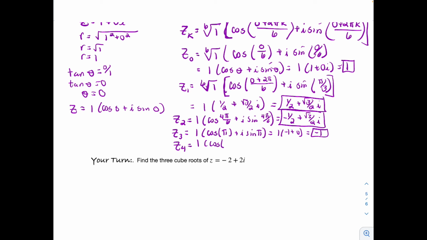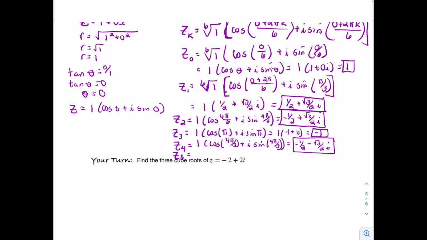Z4, the sixth root of 1 is still 1. Cosine, this time 4 times 2 pi is 8 pi, so 8 pi over 6, which simplifies down to 4 pi over 3. We know that the cosine of 4 pi over 3 is negative 1/2, and the sine of 4 pi over 3 is negative square root of 3 over 2 times the i, of course, and that is our fourth root answer, or z4 answer.